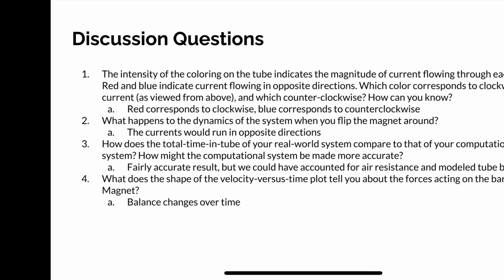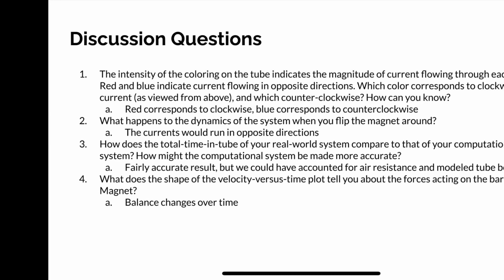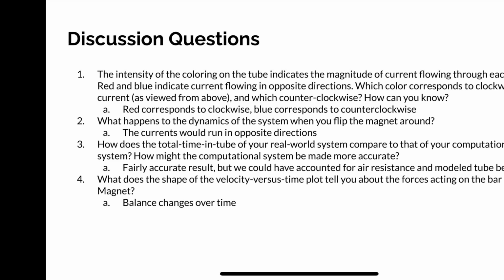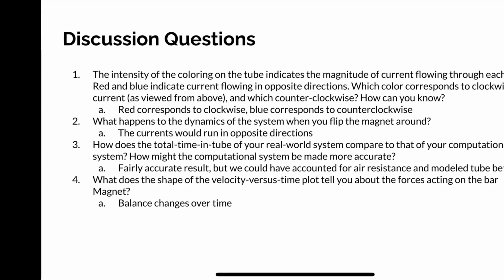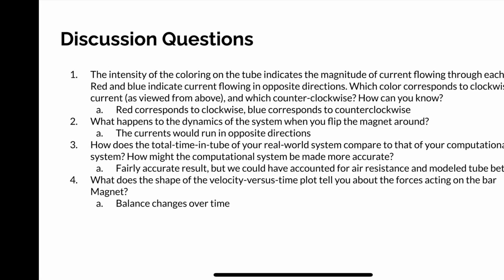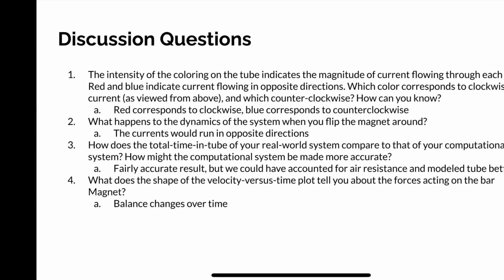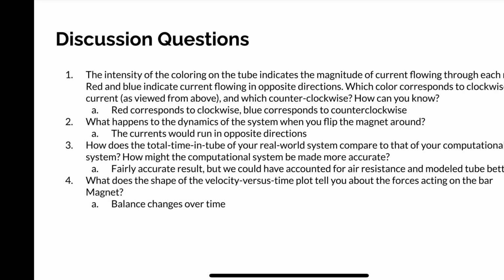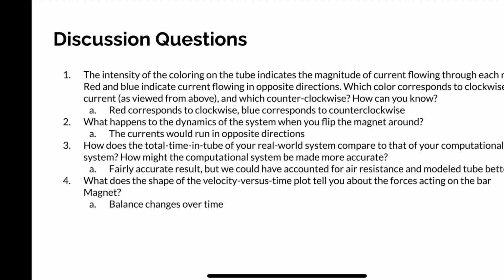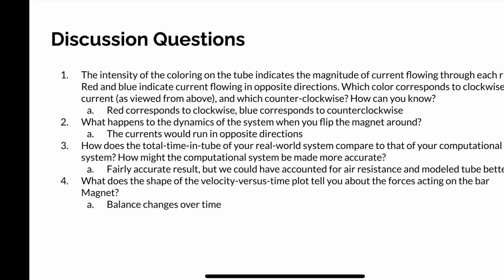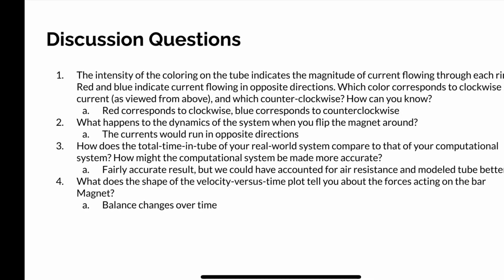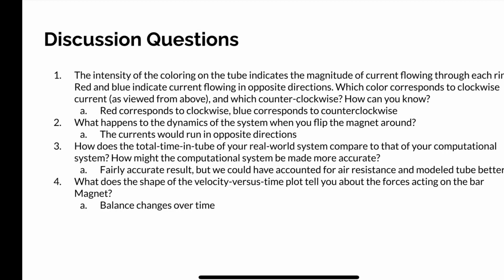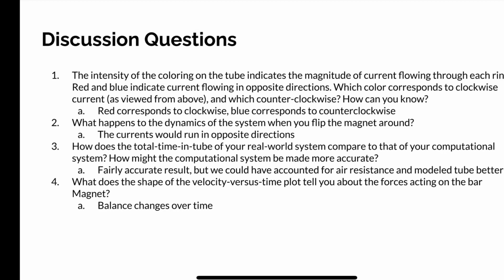Immediately we're going to dive into a few discussion questions to help better understand what happened in this experiment. So question 1, the intensity of the color on the tube indicates the magnitude of the current flowing through each ring. Which color corresponds to clockwise current and which counterclockwise? Red corresponds to clockwise current and blue corresponds to counterclockwise current. And this is because these are the directions that current must be flowing in order to keep the magnet floating.